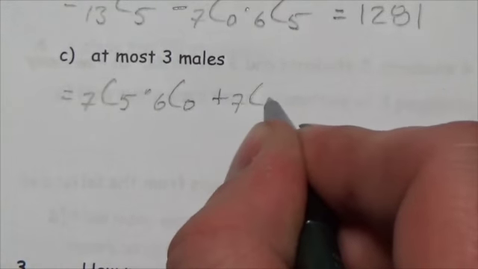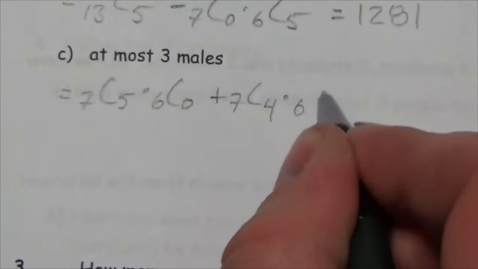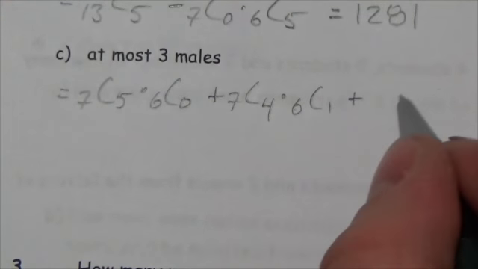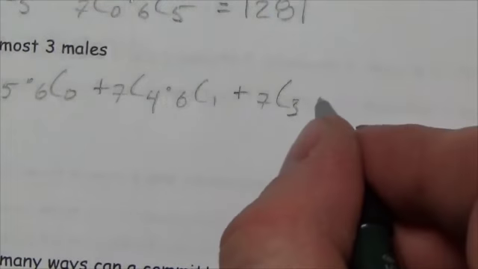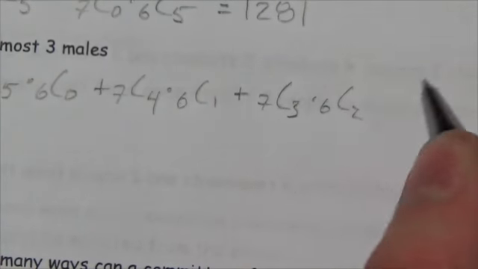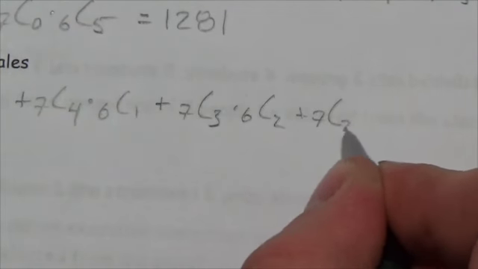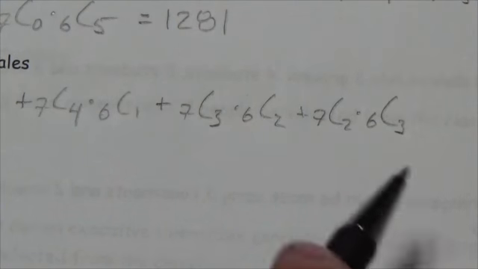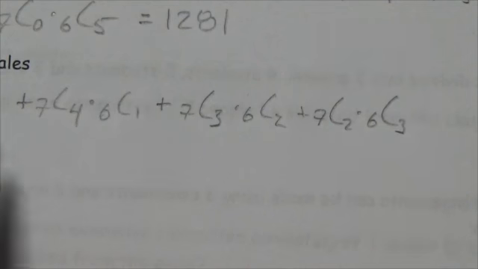Or we could choose and have 4 females, and there could be just 1 male. Or we could choose 3 females, in which case we'd need to have 2 males, or 2 females, and there's our 3. There's our 3 males right there, and there's the maximum there. So this could happen in, what do we got here, 4 different ways.